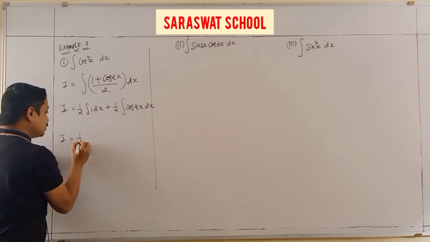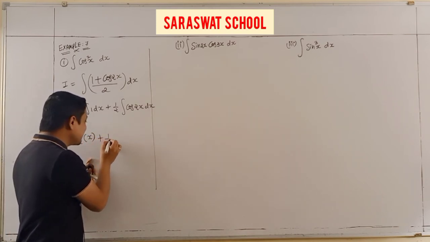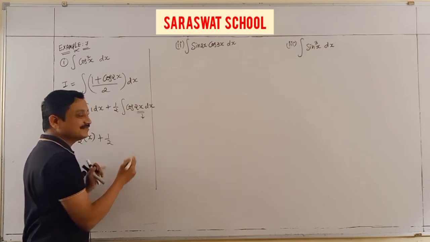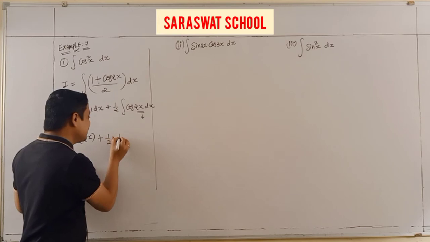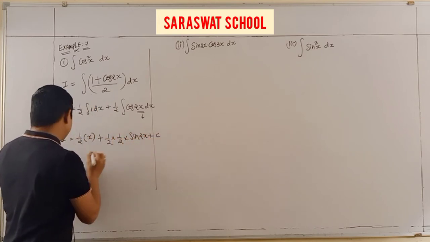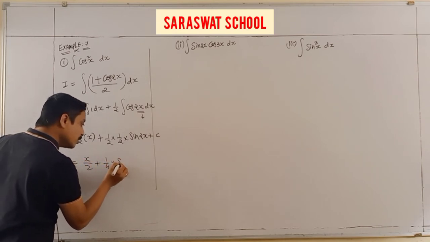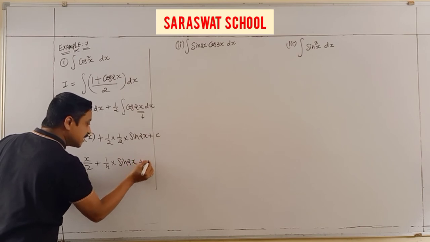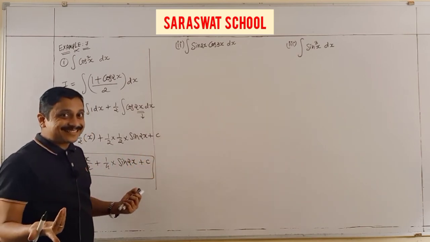Here the integration of 1 gives x. Now students, just wait. What is the coefficient? 2. The coefficient is divided, so my answer is 1 by 2. Here sin 2x. So the final answer is x by 2 plus 1 by 4 sin 2x plus c. And that's the last, an easy answer.